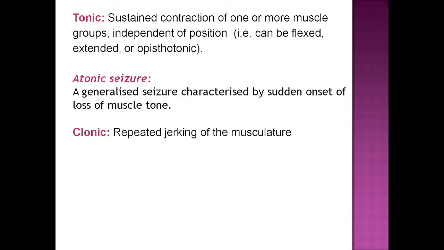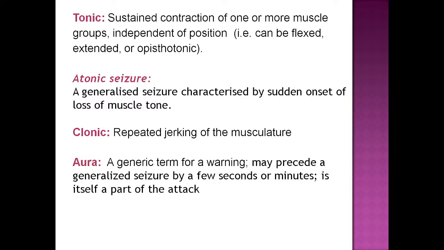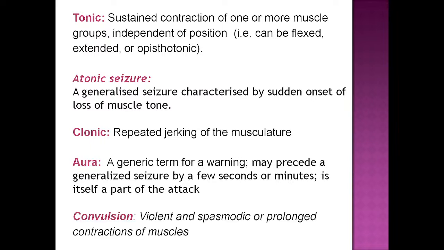You read about GTCS. What is GTCS? Generalized tonic clonic. So there is a tonic phase and a clonic phase. Sometimes the patient may only have the clonic phase where there is repeated jerking of the muscles. There is no tightening or rigidity of the muscle. Sometimes the patient may have aura, I have already talked to you about, so this is a generic term for a warning. Sometimes there may be convulsions.